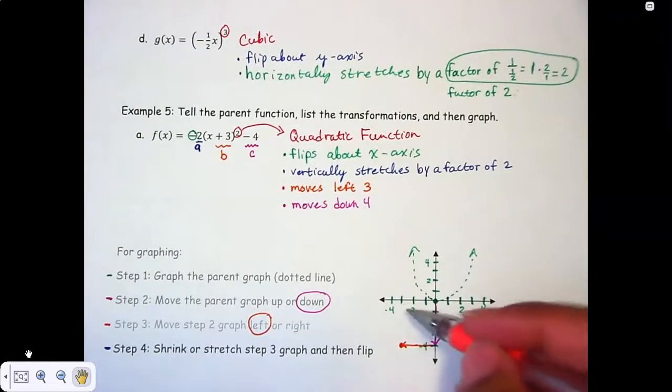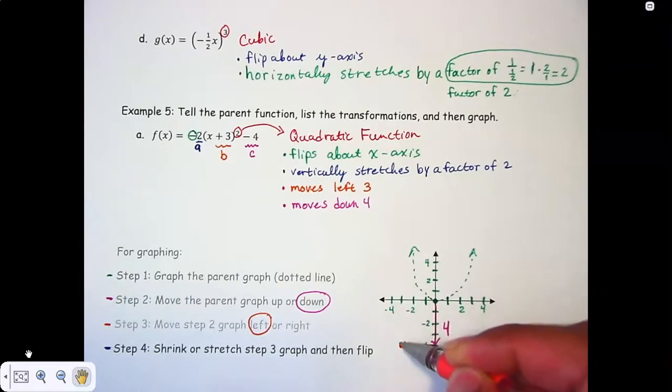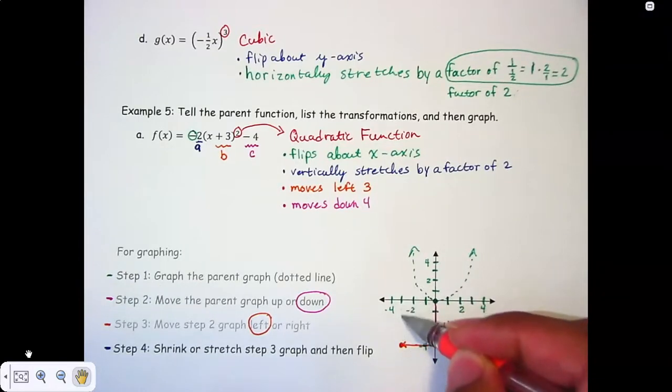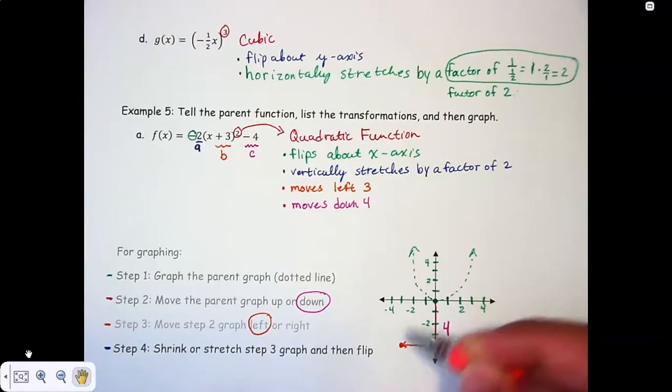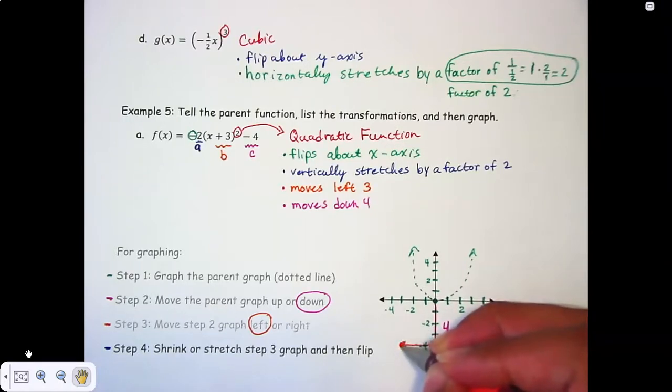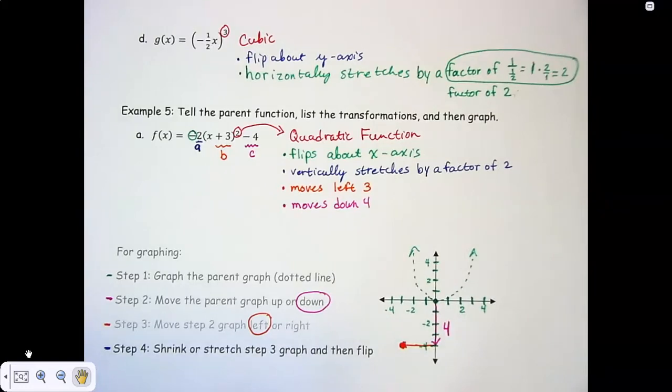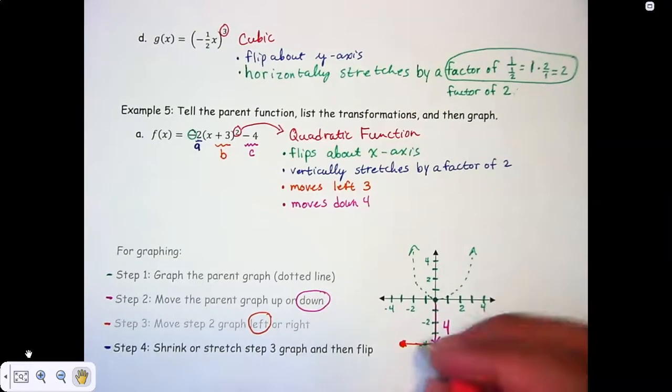This actually looks like it's 4, but that's actually off a little bit. Sorry, it should be right there. Bring it back. All right, so we got over 3.